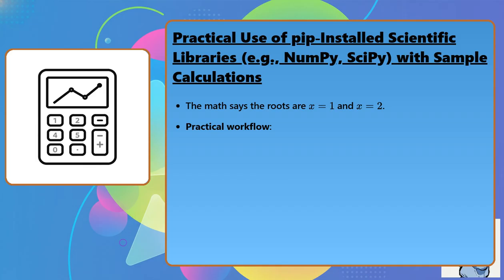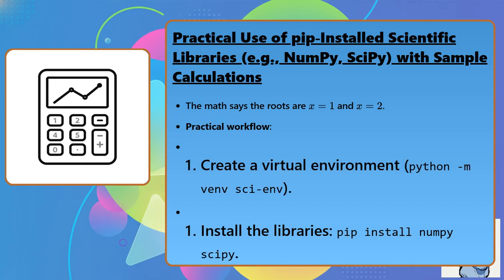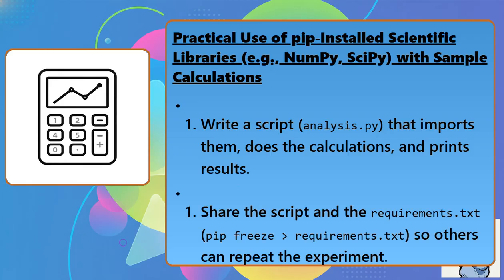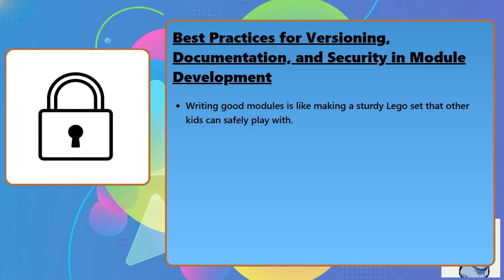Practical workflow. Create a virtual environment, python -m venv sci-env. Install the libraries: pip install numpy scipy. Write a script, analysis.py, that imports them, does the calculations, and prints results. Share the script and the requirements.txt, pip freeze > requirements.txt, so others can repeat the experiment. These libraries let you do heavy math in a few lines, just like a calculator that can also draw graphs and solve complex problems.